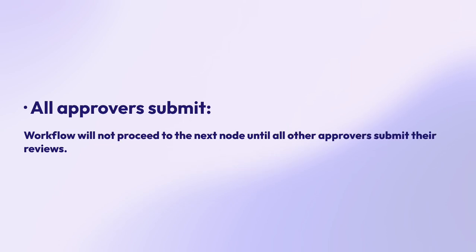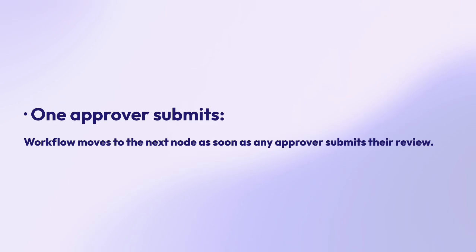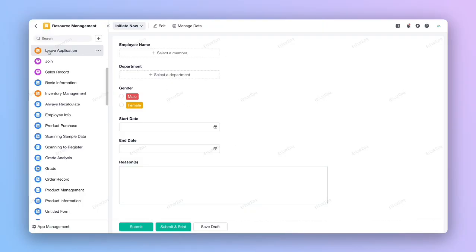When set to all approvers submit, the workflow will not proceed to the next node until all other approvers submit their reviews. Conversely, if you choose one approver submits, the workflow moves to the next node as soon as any one approver submits their review. Let's get a more specific tutorial.